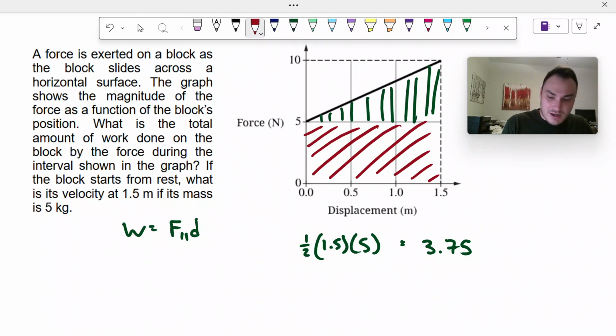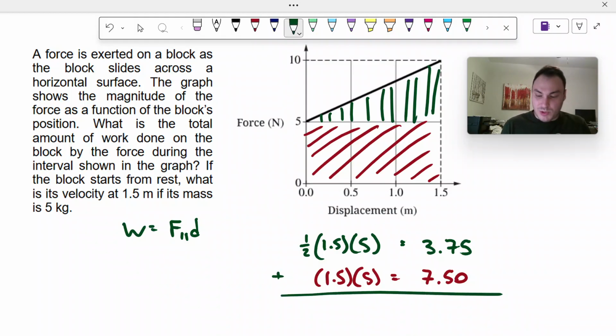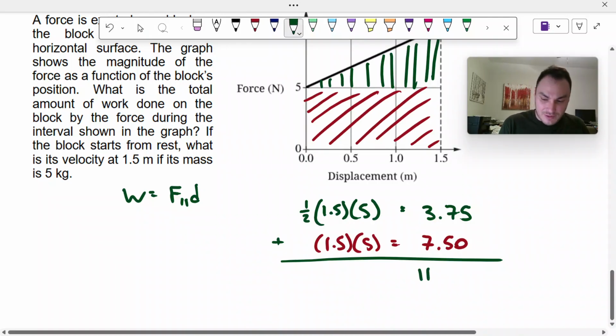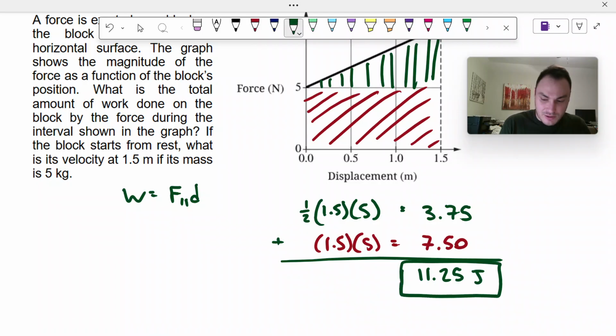And the red area, it's just 1.5 for the length. The height is 5, which is 7.5. Add those two together, 3.75 plus 7.50, and we get 11.25. And that is the area under the curve, so that is the work done.